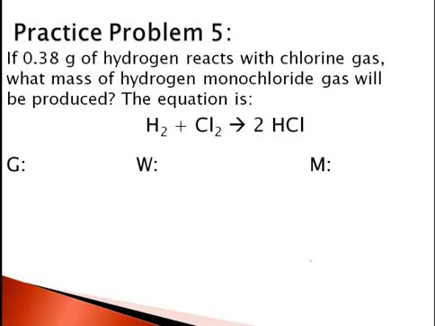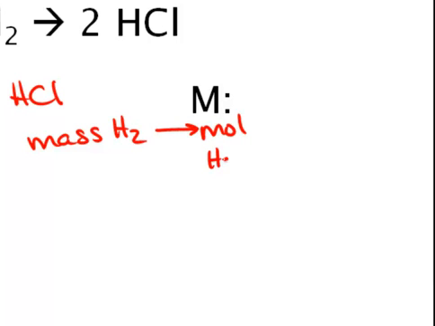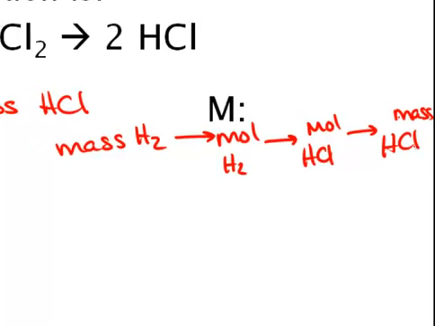If 0.38 grams of hydrogen reacts with chlorine gas, what mass of hydrogen monochloride gas will be produced? The equation is H2 plus Cl2 yields 2 HCl. Well, we're given 0.38 grams of hydrogen gas. We want the mass of HCl. So our map is going to be mass of H2 to moles of H2 to moles of HCl to mass of HCl.